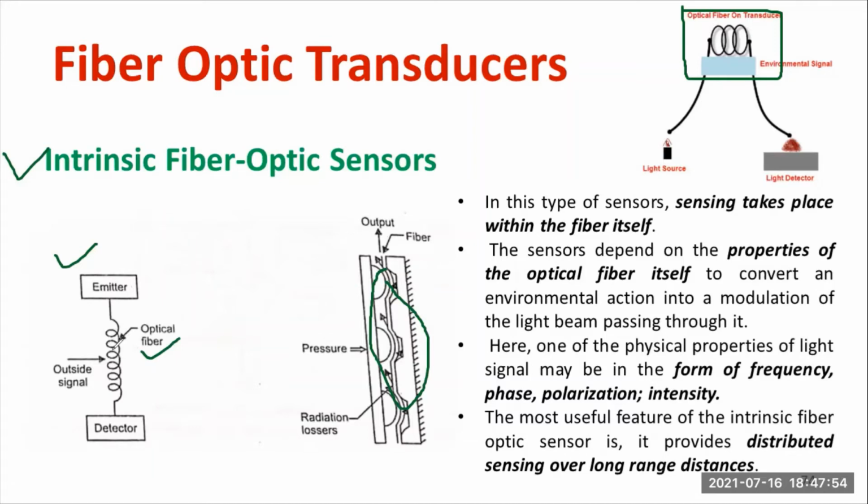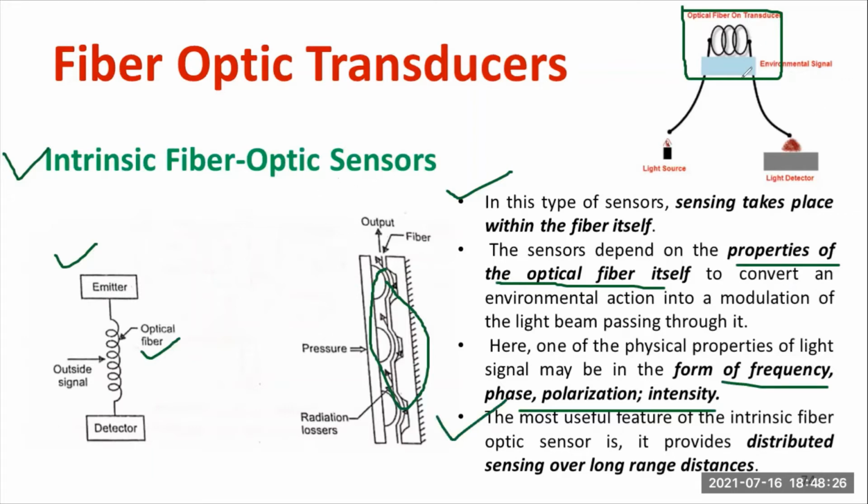So coming to the intrinsic fiber optic sensor, the sensing will always take place in the fiber itself. That is very important. It depends on physical properties such as frequency, phase, polarization, etc. Based on the particular property, the signal will vary. The most useful feature of the intrinsic fiber optic sensor is that it provides distributed sensing over long range disturbances. So this is the basic information about intrinsic fiber optic sensors.